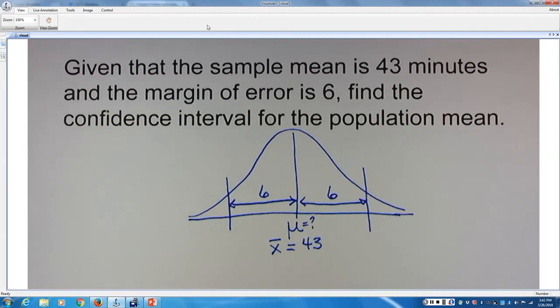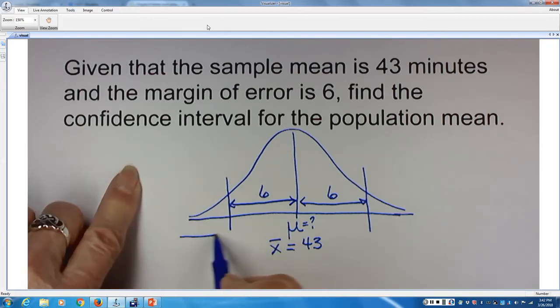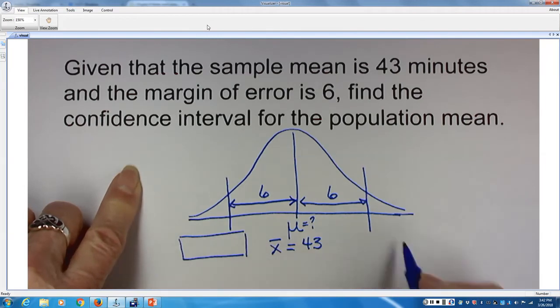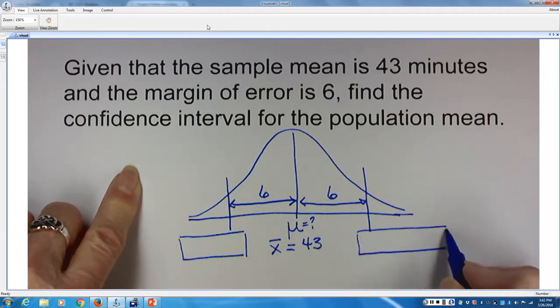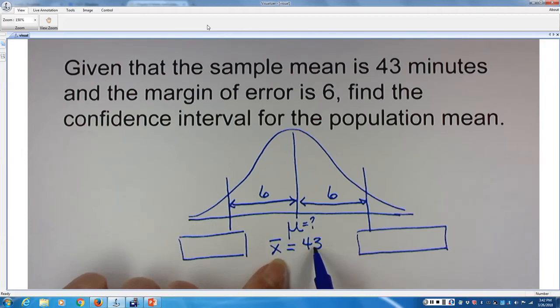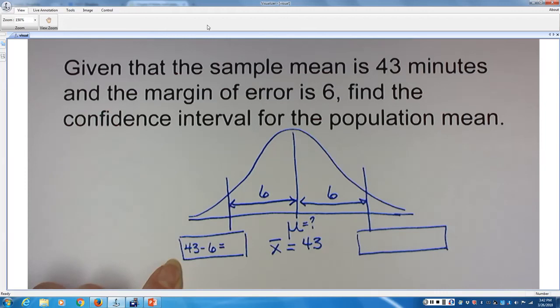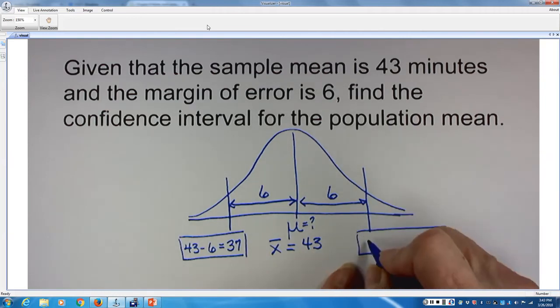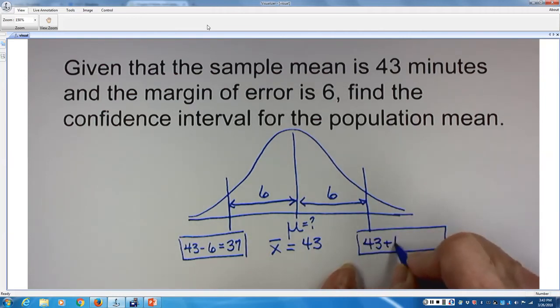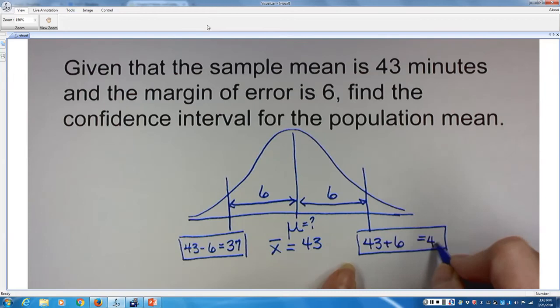So there's your margin of error on either side of the mean. So the confidence interval means I need to know the value of this number and of this number. This number would be 43 minus 6, and 43 minus 6 is 37. And this number would be 43 plus 6. So that would be 49.